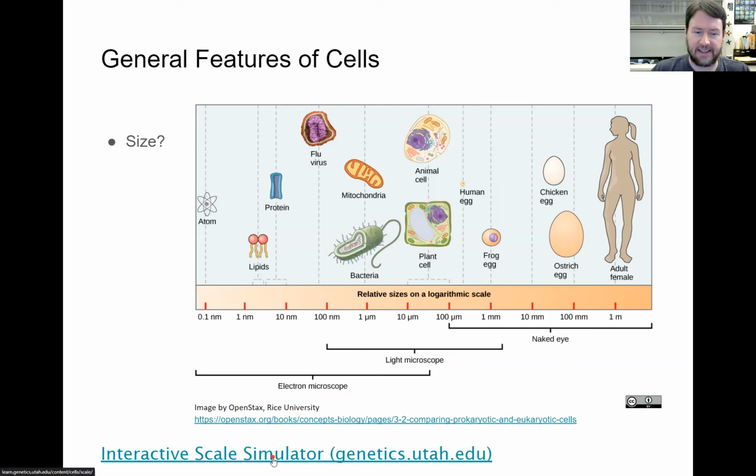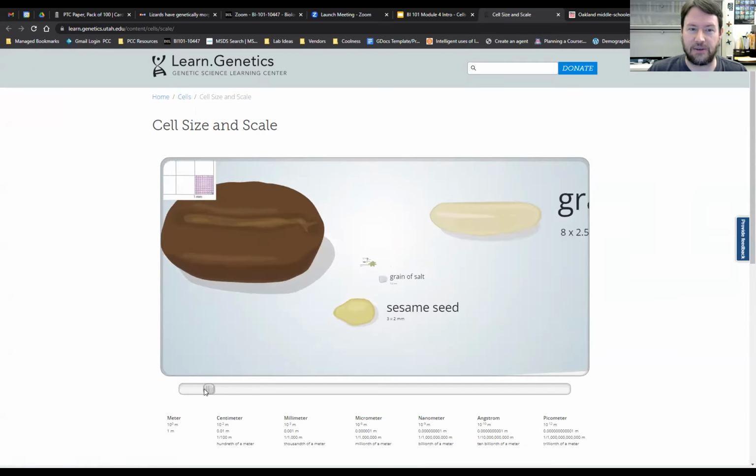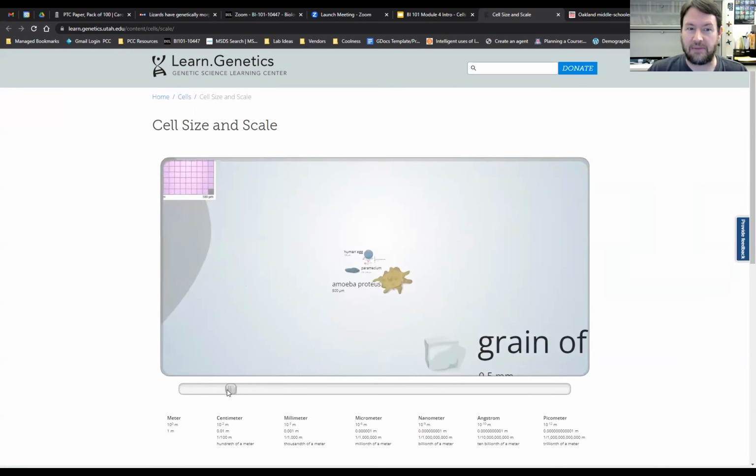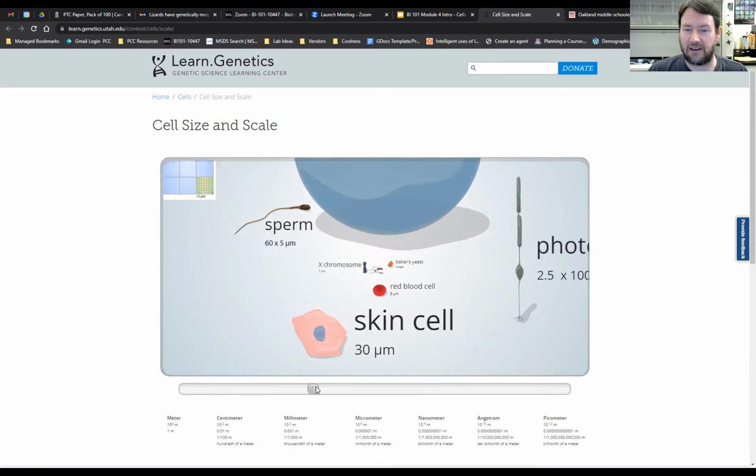So there is a neat interactive scale simulator. I'm just going to click on this to open it, but if you're really interested in exploring this, you can use it yourself and zoom in. So there are some everyday items, like fonts and coffee beans and rice and sesame seeds. And this scale bar up here shows you 1 millimeter. And then as you zoom in, well, you can't even see the whole millimeter, right? And then you can zoom into smaller and smaller items.